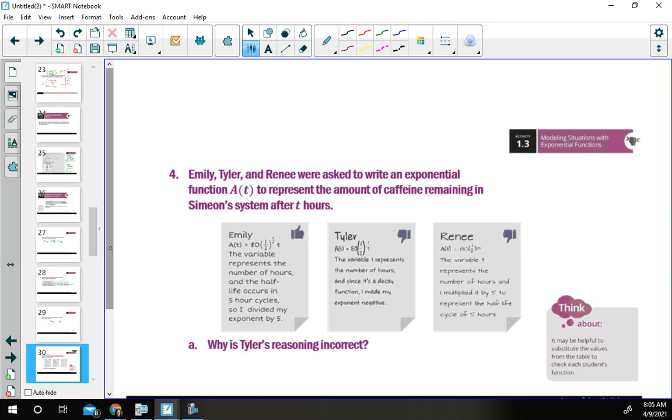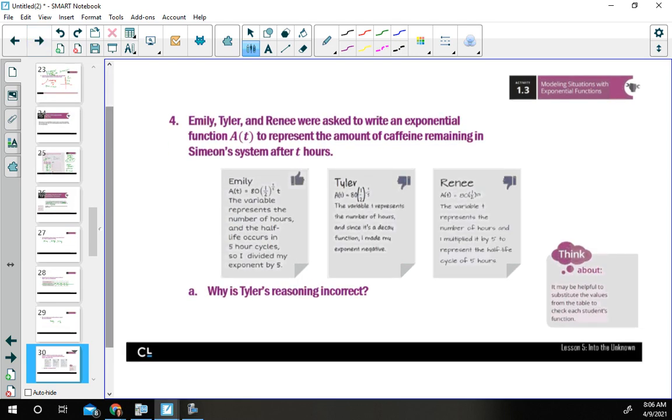Emily, Tyler, and Renee were asked to write an exponential function A(t) to represent the amount of caffeine remaining in Simon's system. Emily's is correct. It is not supposed to have this weird little t behind it. Tyler and Renee are incorrect. Why is Tyler's reasoning incorrect? And why is Renee's reasoning incorrect? I want you to pause the video and look at what they said for Tyler and Renee. Graph them and look at their graphs, see if you can get anything from that, and try to decide some reason on why both Tyler and Renee might be incorrect. Pause the video and go ahead and try that on your own.